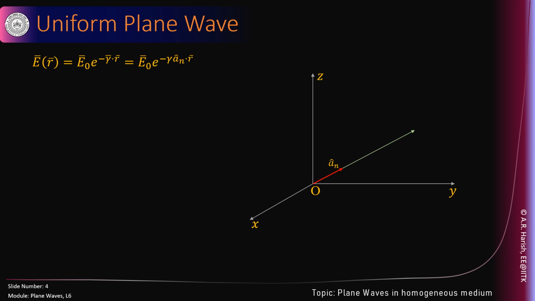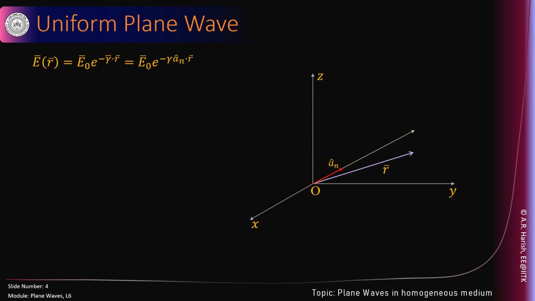Now we ask the next question, what is r bar? R bar is a position vector of any point x, y, z. For simplicity, we have not shown the point x, y, z. Assume that the tip of that purple arrow represents a point x, y, z.